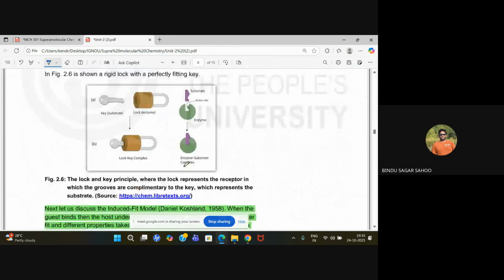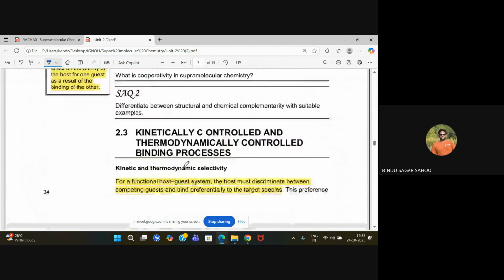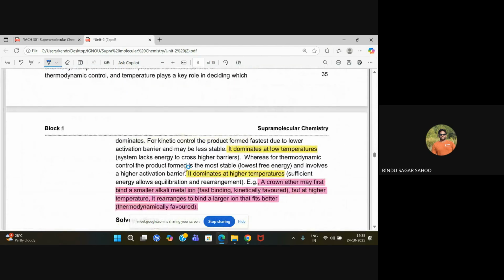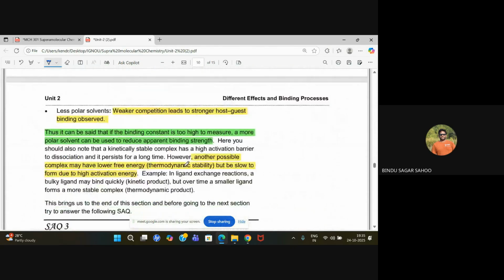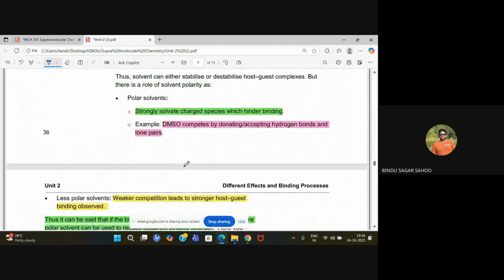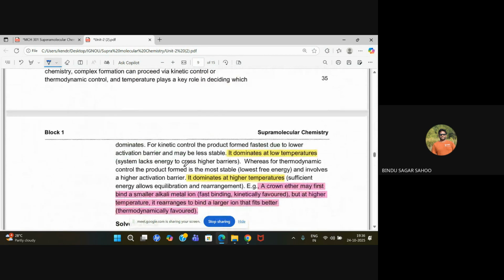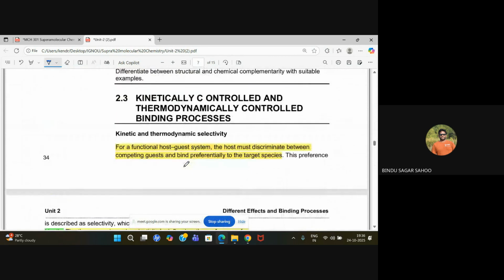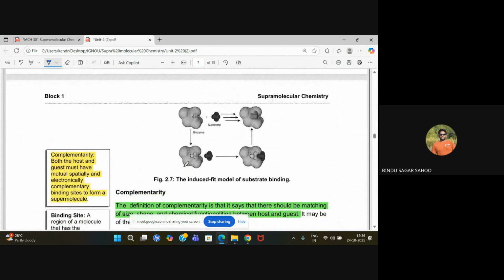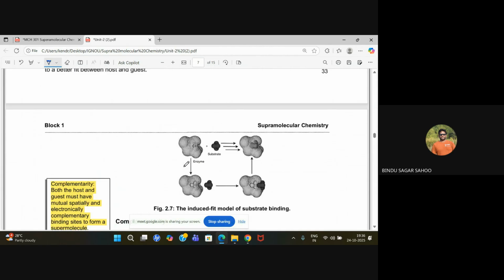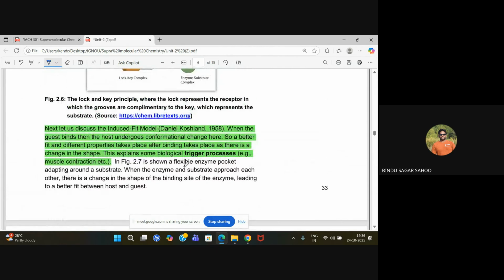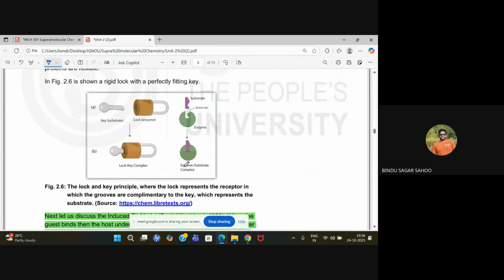So in the next class, we will discuss solvent effects and some other important topics of supramolecular chemistry. If you have any questions, you can ask.